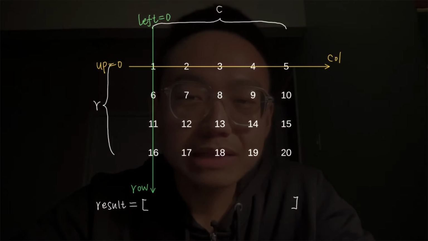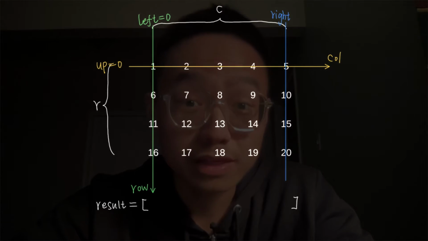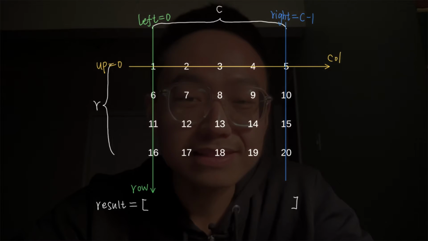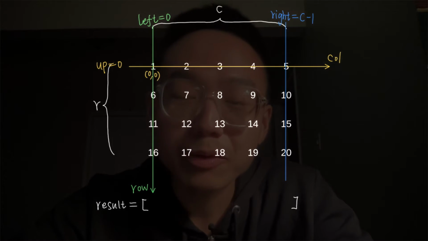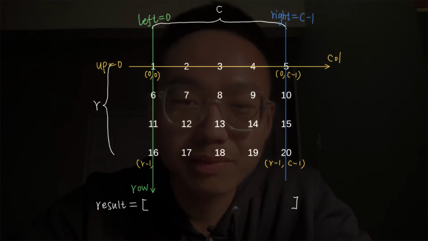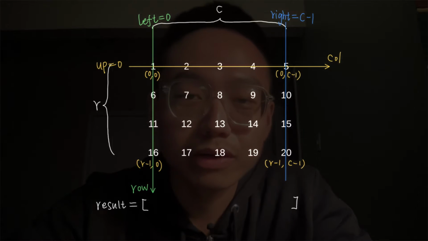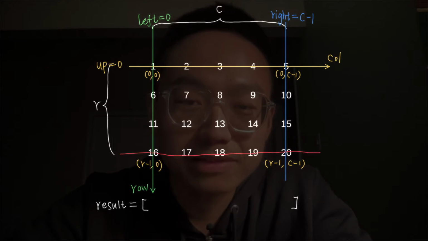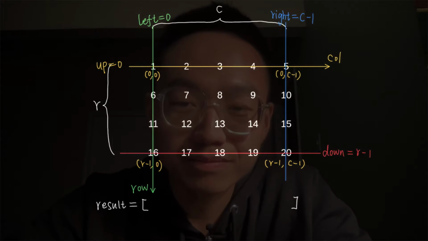Let's build our right boundary. It is c minus 1. So how can we get that? Let's deduce. The upper left corner is 0, 0. The upper right corner is 0, c minus 1. And the lower right corner is r minus 1, c minus 1. And the lower left corner is r minus 1, 0. So the down boundary is r minus 1.